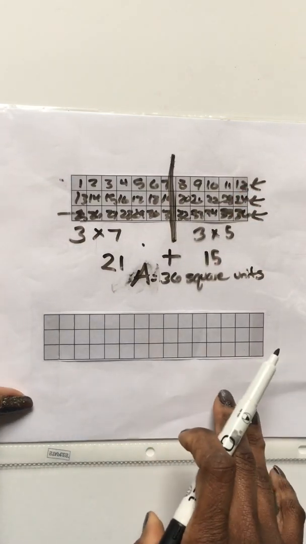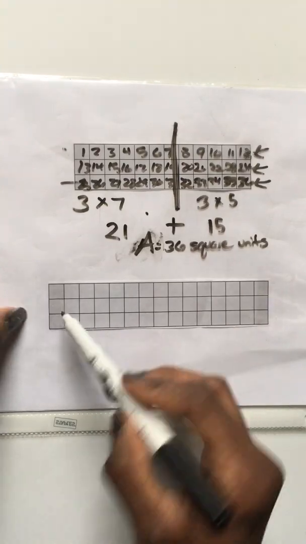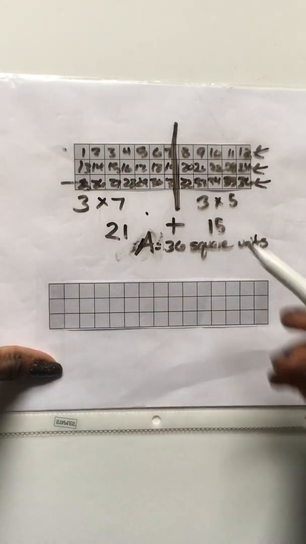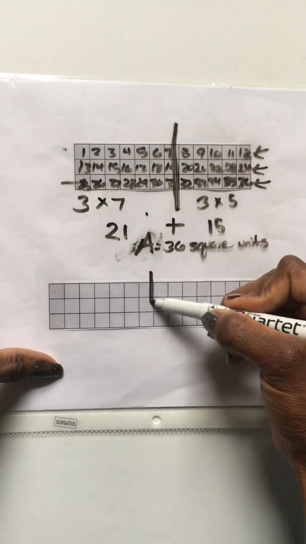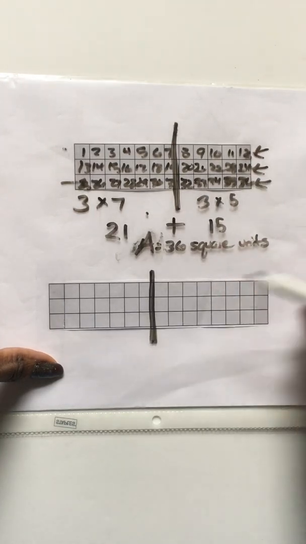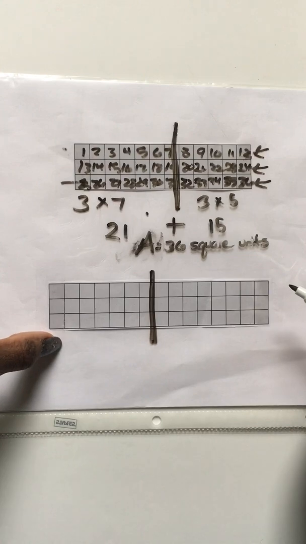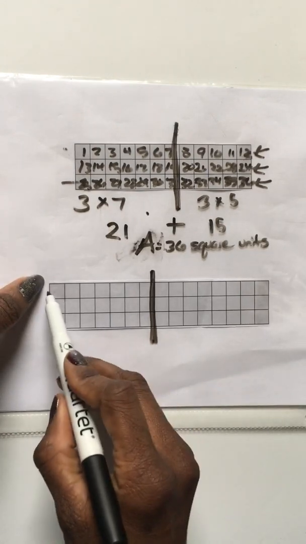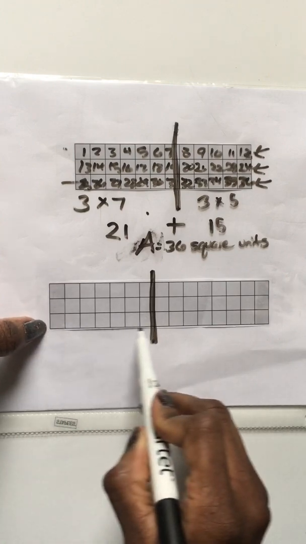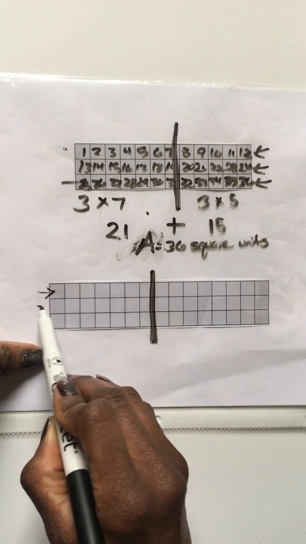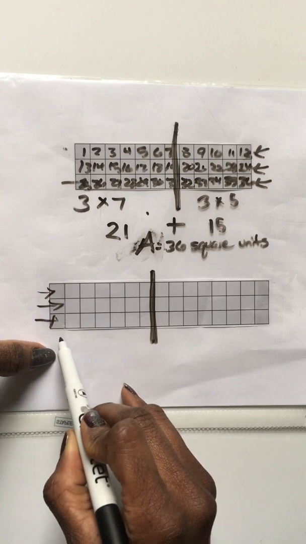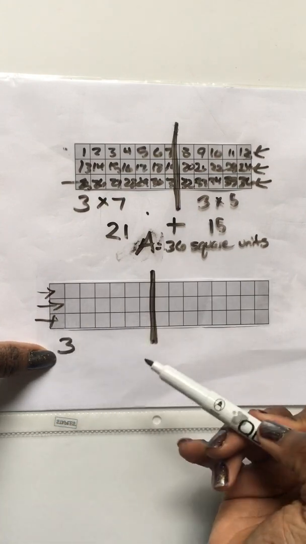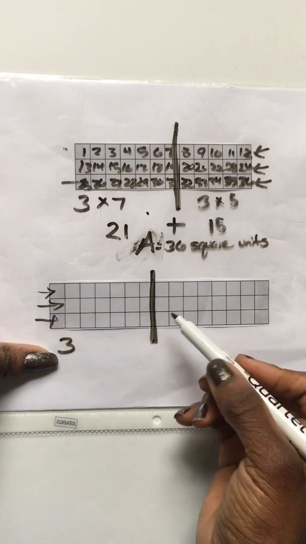Let's try with the next one. Again, it's a lot of square units here. So I'm simply going to partition this into two smaller rectangles. I put my line right here, down the center. I ask myself, first, how many rows are in this first rectangle here? 1, 2, 3. 3 rows.